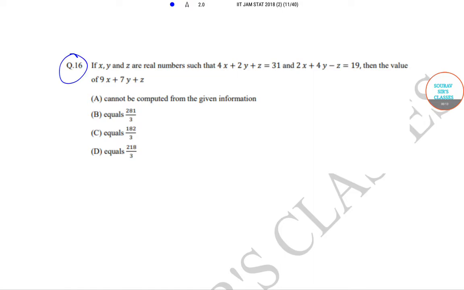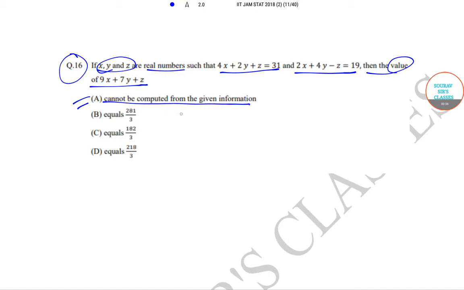In question number 16 it has been said that if x, y and z are real numbers such that 4x plus 2y plus z is equal to 31, 2x plus 4y minus z is equal to 19, then the value of 9x plus 7y plus z is equal to: option A, cannot be computed from the given information; option B, 281 by 3; option C, 182 by 3; option D, 218 by 3.